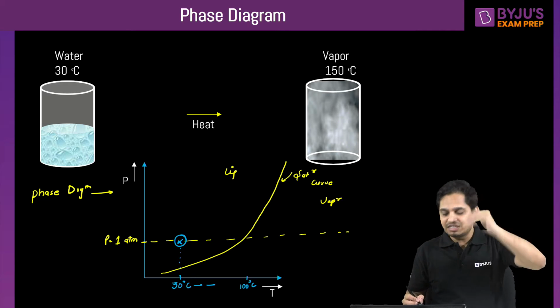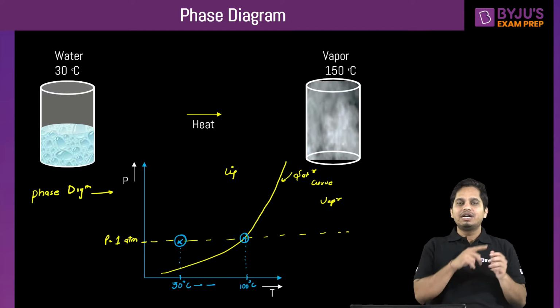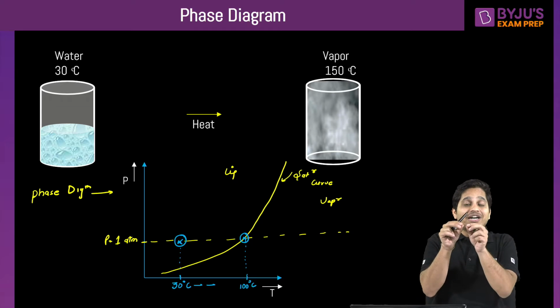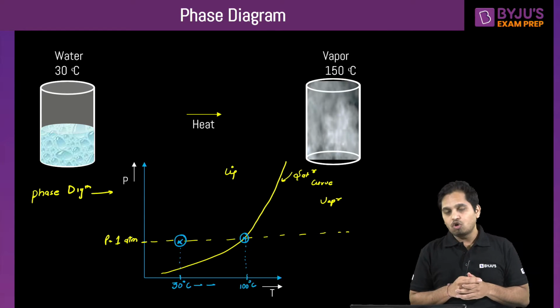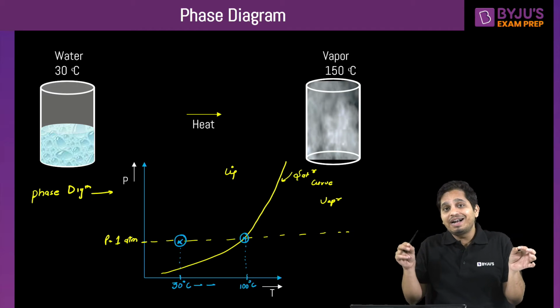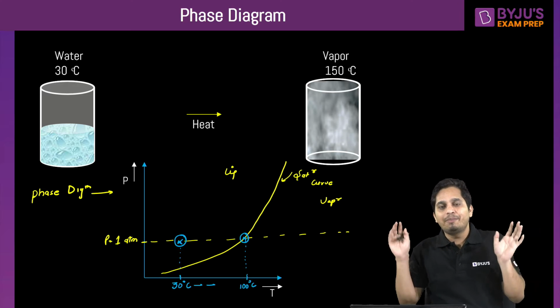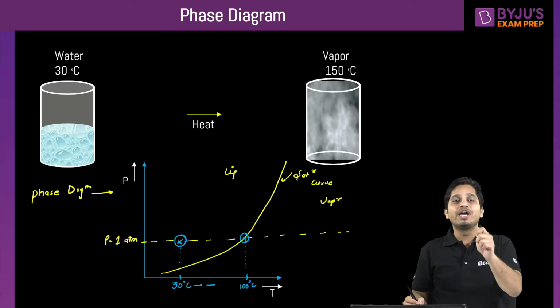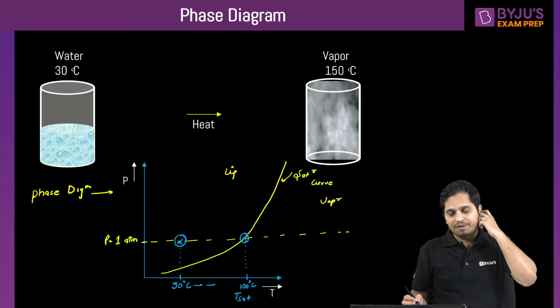Now if I extend this line, what will I get? It will merge at this curve. The pressure and temperature lines merge at this curve. Okay, at the saturation curve. So at atmospheric pressure, at 100 degrees Celsius, water will convert into vapor, and this is called the boiling point of water or the saturation temperature. Boiling point or saturation temperature, okay?